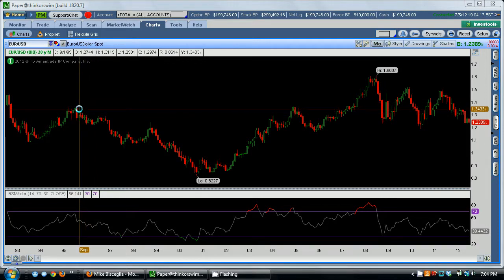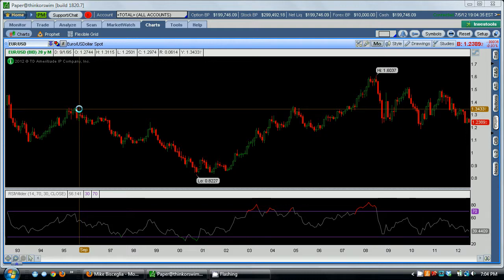So for once I wanted to take a look at a currency. Of course everyone knows that the unemployment report's going to come out. I'm not going to try to guess what's going to happen with that one. So let's just talk about currency for right now. What I'm looking at is a 20-year monthly chart of the euro.